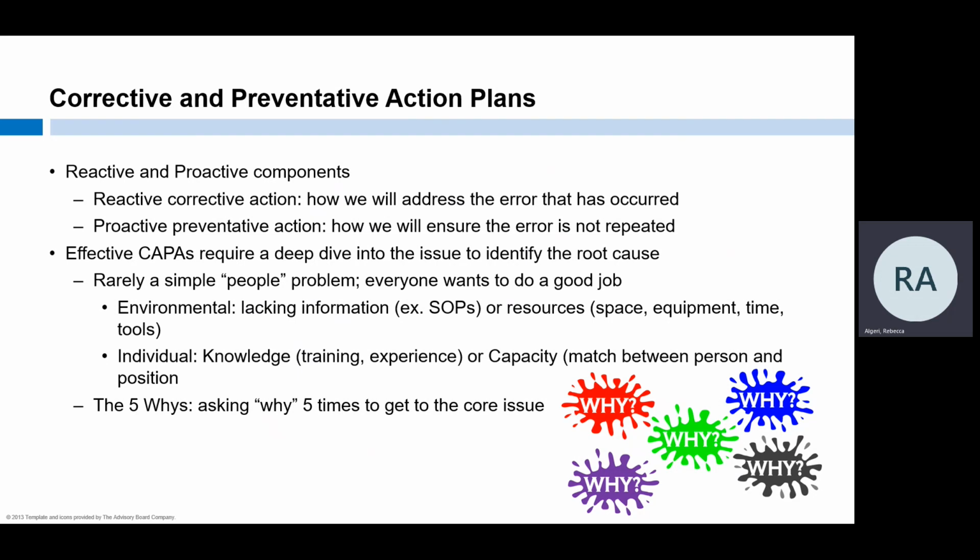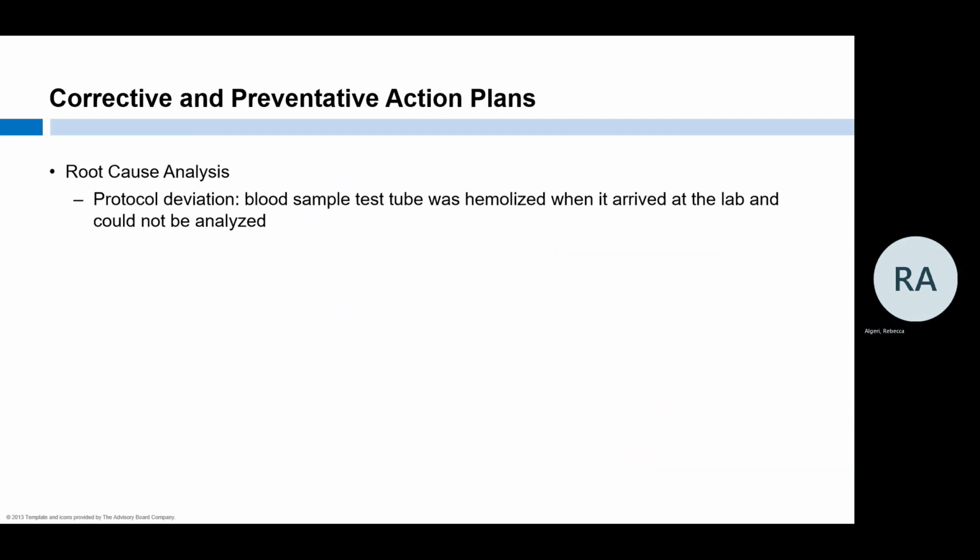Just like an effective risk management plan, a CAPA requires getting to the root of the problem. This process is called root cause analysis. Errors are very rarely as simple as someone messing up. No one comes to work determined to do a bad job. A good strategy to use when conducting a root cause analysis is the 5 whys, essentially asking why 5 times to get down to the true cause of a problem.